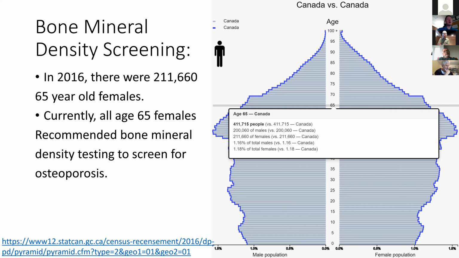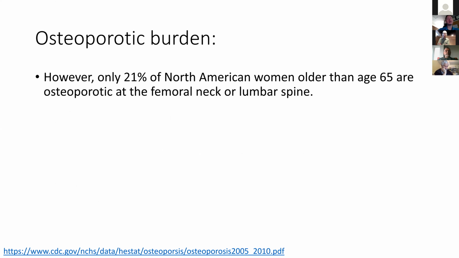Currently, right now, all 65-year-old females are suggested to get this scan, and based off Statistics Canada, that's about 200,000 people who will be getting this scan at age 65. And that scan, of course, is bone mineral density testing to determine whether that person has osteoporosis and to try to come up with a FRAX risk score to try to determine what their future fracture risk is in the next 10 years for hip or major osteoporotic fracture.